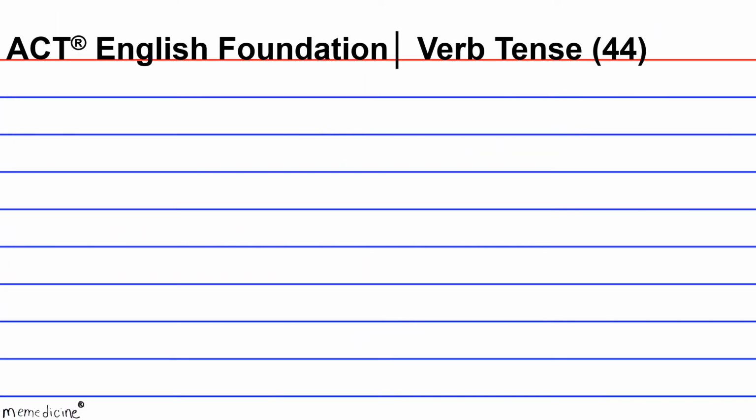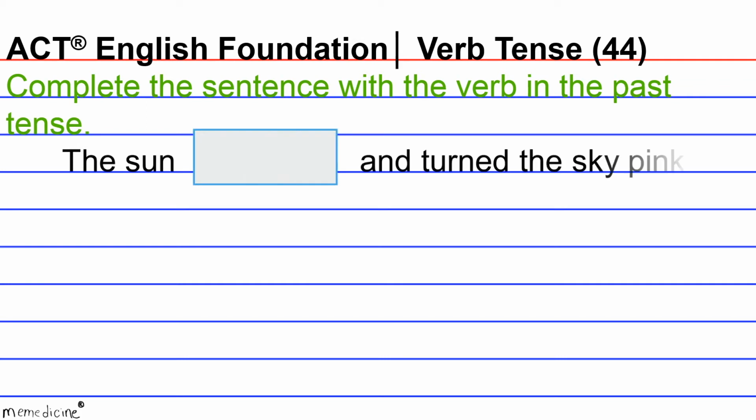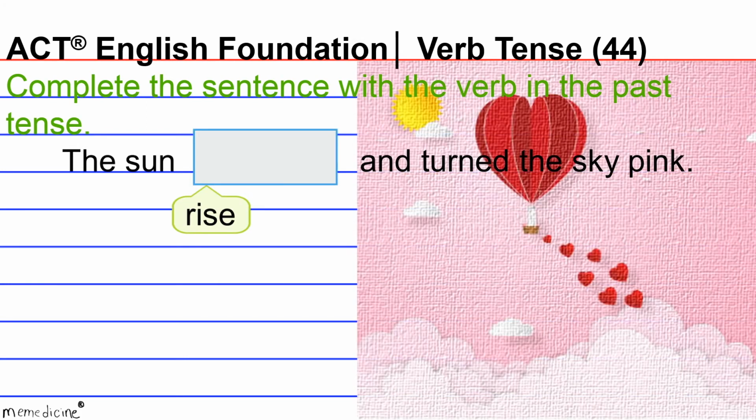ACT English Foundation. Verb tense. Question 44. Complete the sentence with the verb in the past tense. The sun blank and turn the sky pink. The task here is to shift the tense of rise to its simple past tense verb form.